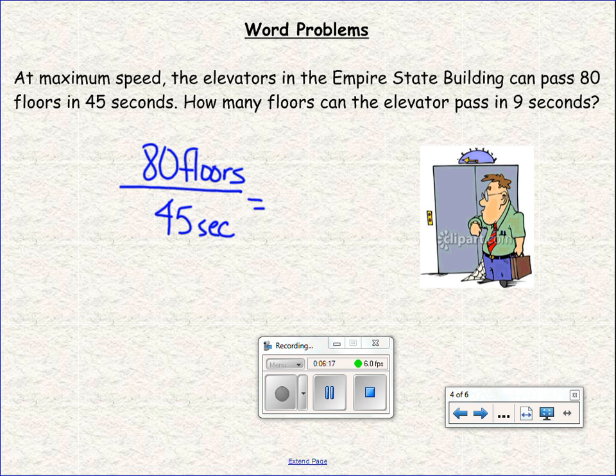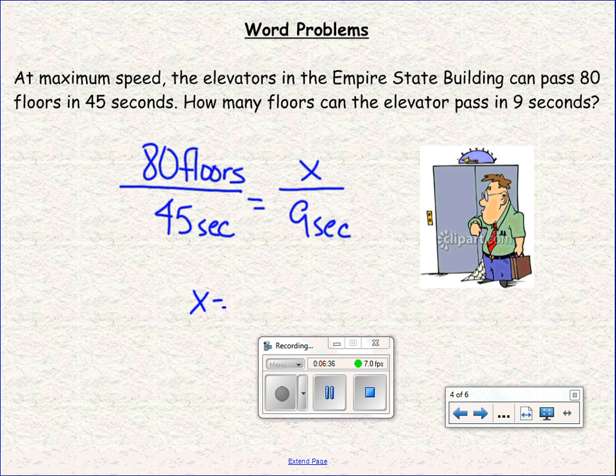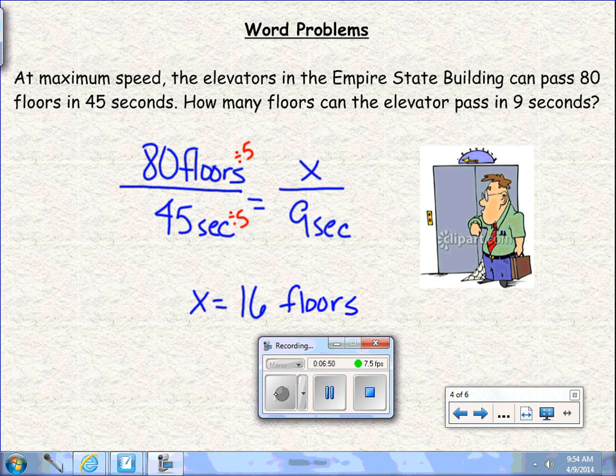And we're asked how many floors we can go in 9 seconds. Again, these are two ratios that form a proportion. So you are not given instructions to solve it any certain way. So you can solve it any way that you need to. Mentally would probably be a lot of your methods. So 16 floors in 9 seconds.